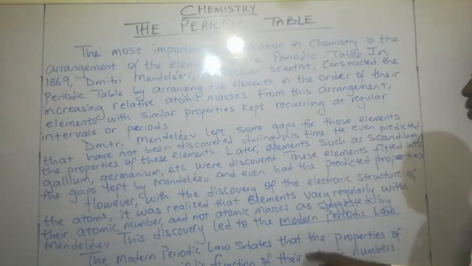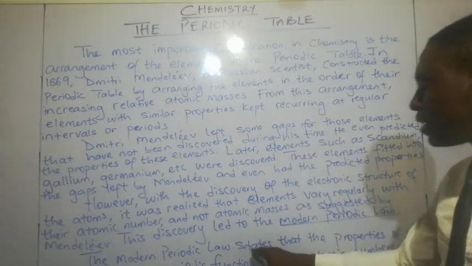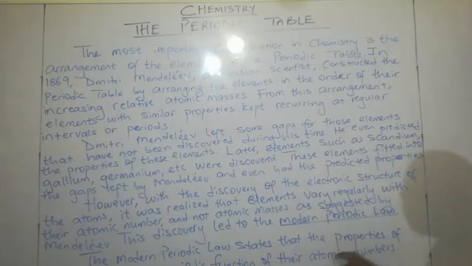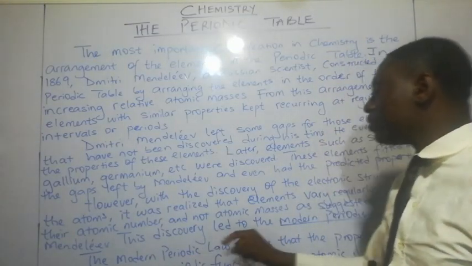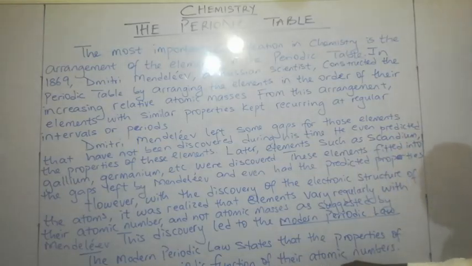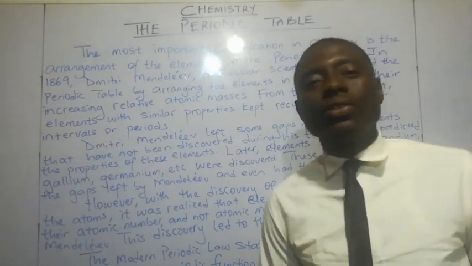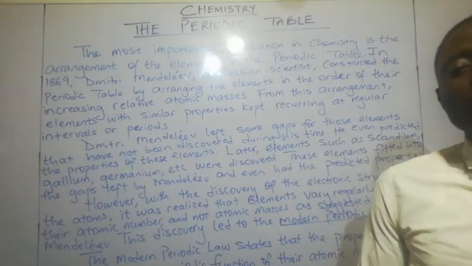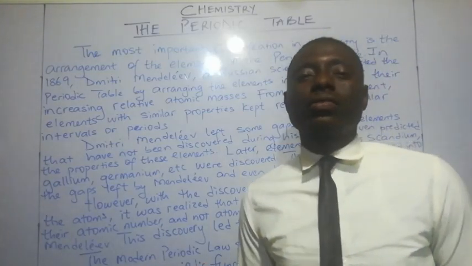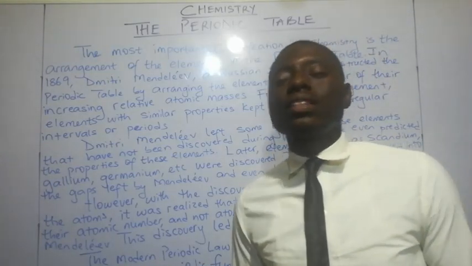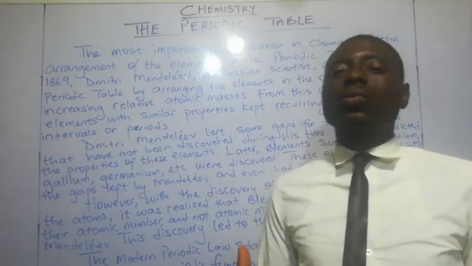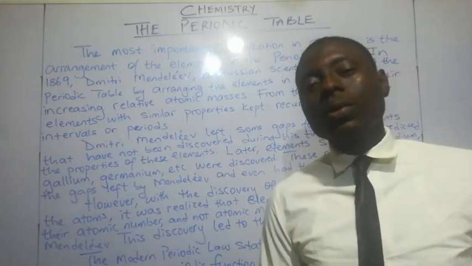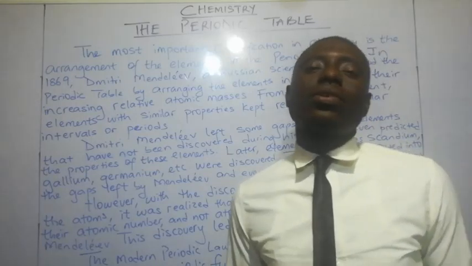I'll take that again. The modern periodic law states that the properties of the elements are a periodic function of their atomic numbers. So that is the modern periodic law. Before the modern periodic law was discovered, the periodic law that Mendeleev used was the one that people knew then. And what was that periodic law that Mendeleev used?